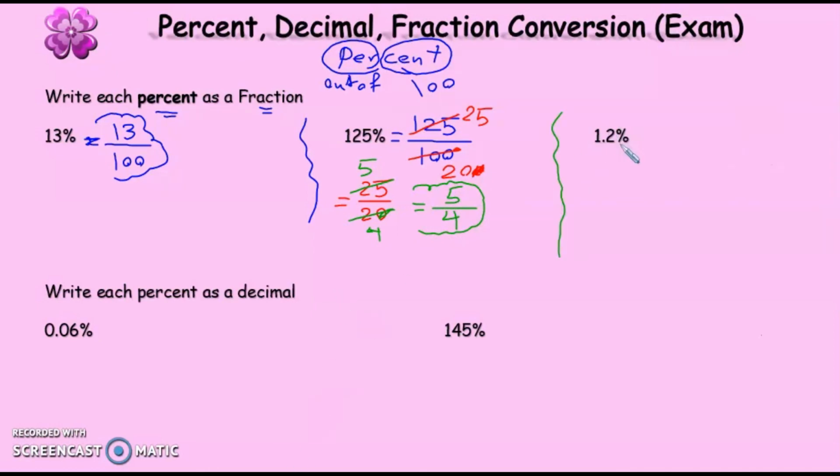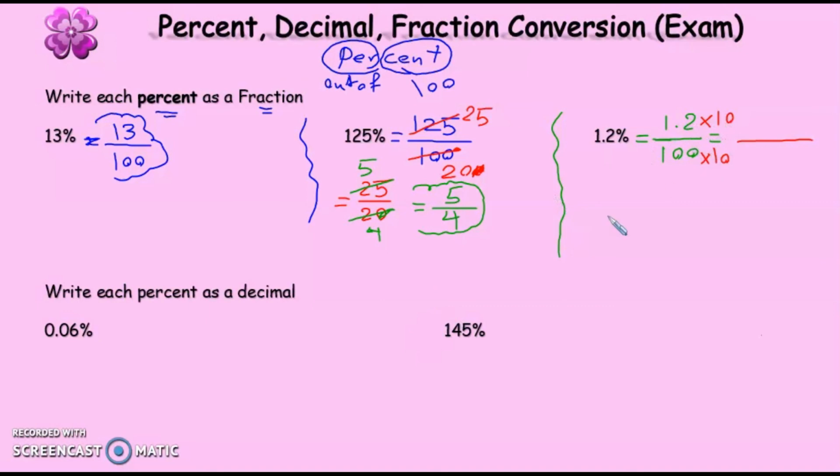Okay, 1.2%. It would be 100 on the denominator and 1.2 on top. So is it the final answer? Obviously no, because a fraction shouldn't have a decimal. To get rid of the decimal, you have to multiply this by 10. Obviously, you must multiply the denominator by 10 as well. Whatever you do on top, you have to do on the bottom. Whatever you are doing on the bottom, you have to apply on the numerator as well.